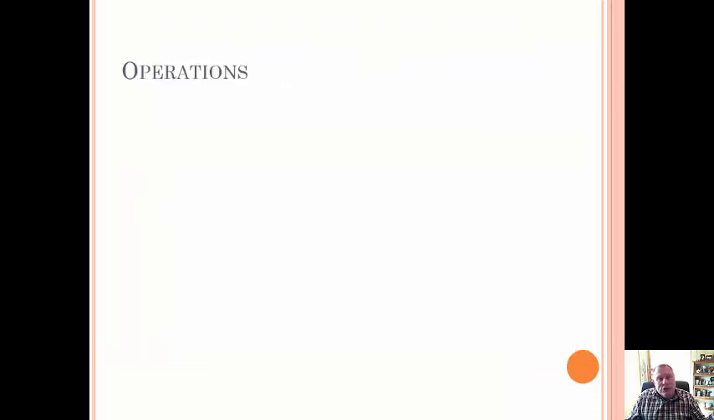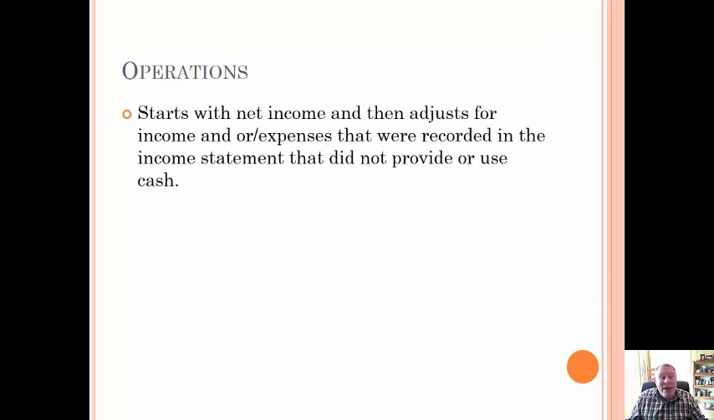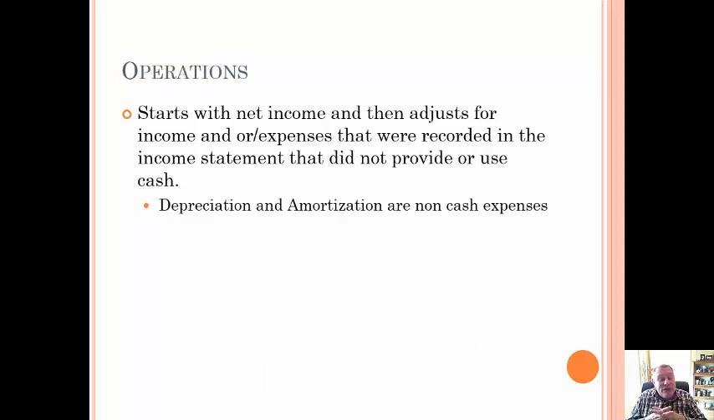Now, when we look at operations, that's the business cycle again. This doesn't include fixed assets. It starts with net income, which is computed on the income statement, and it adjusts for income and or expenses that were recorded in the income statement that did not provide or use cash. Depreciation and amortization are non-cash expenses. So if a company has $10 million of depreciation expense, there's no cash that went out. The cash went out when they bought the equipment, in the investing section. So we add that back.